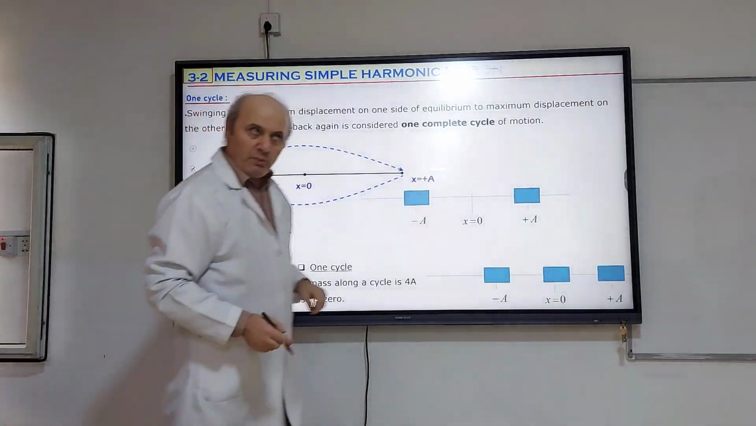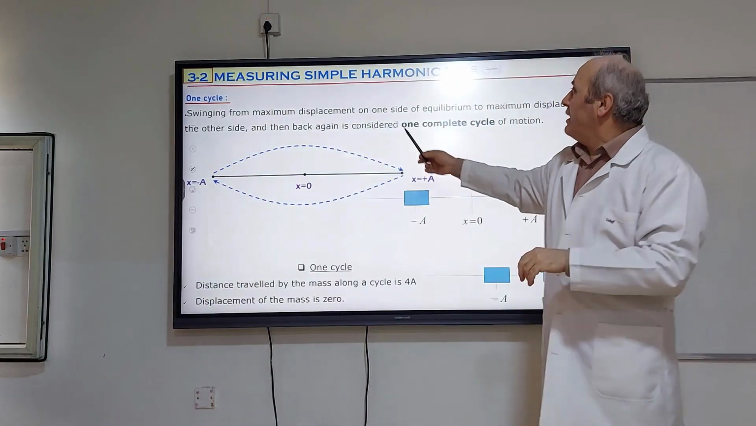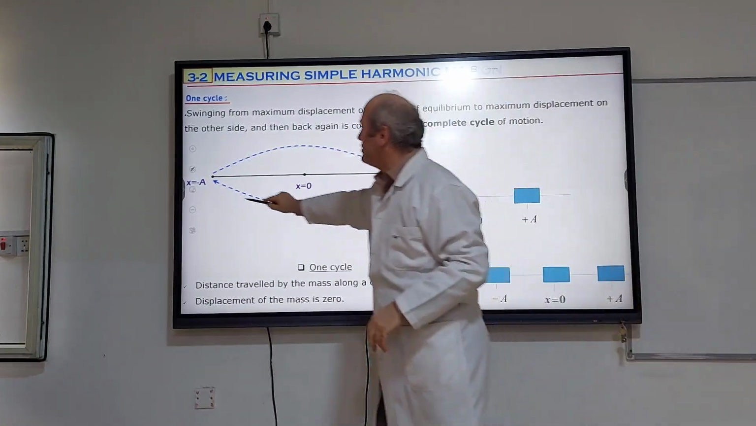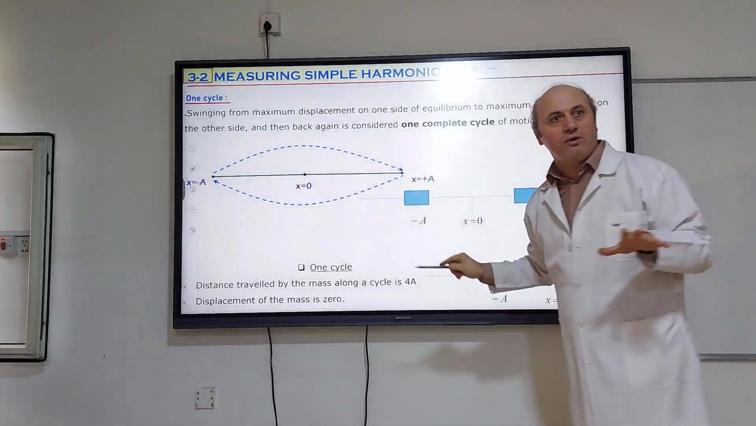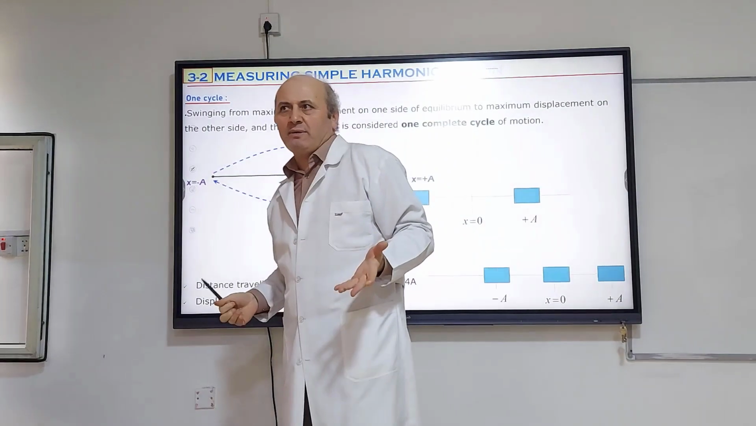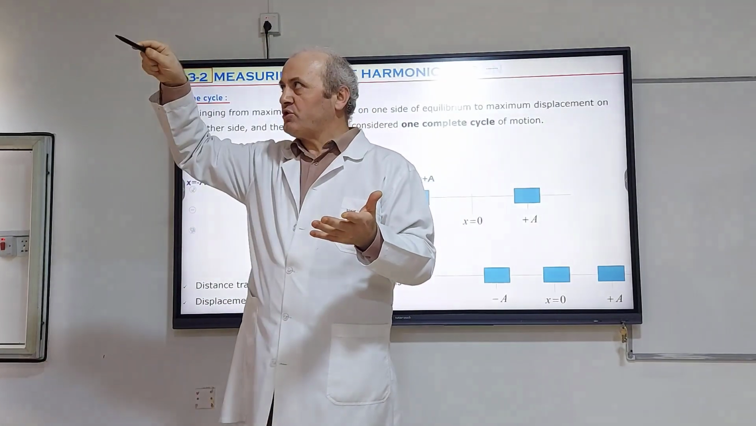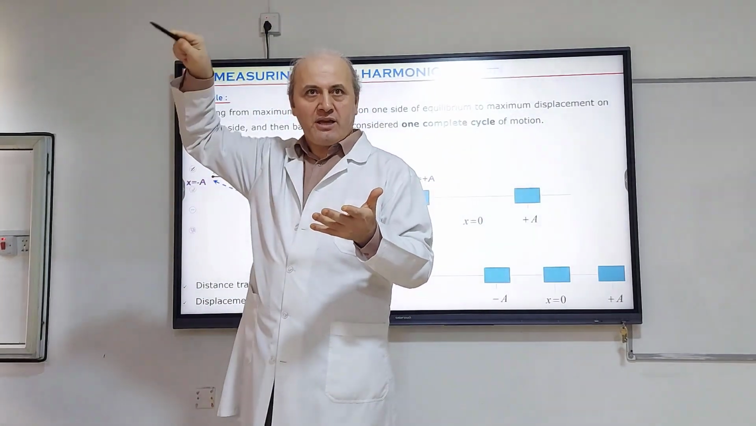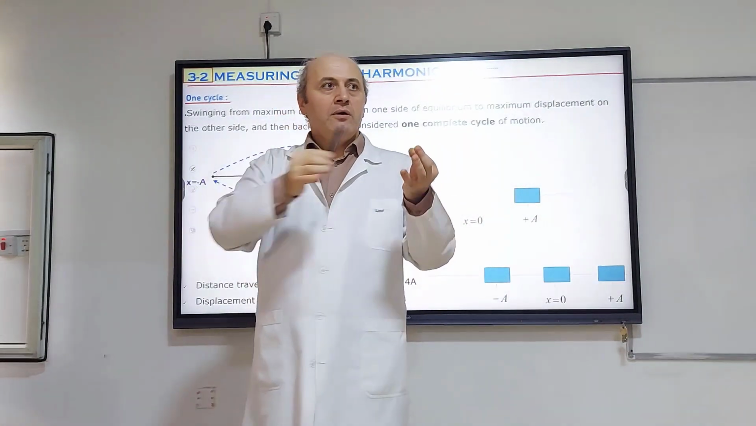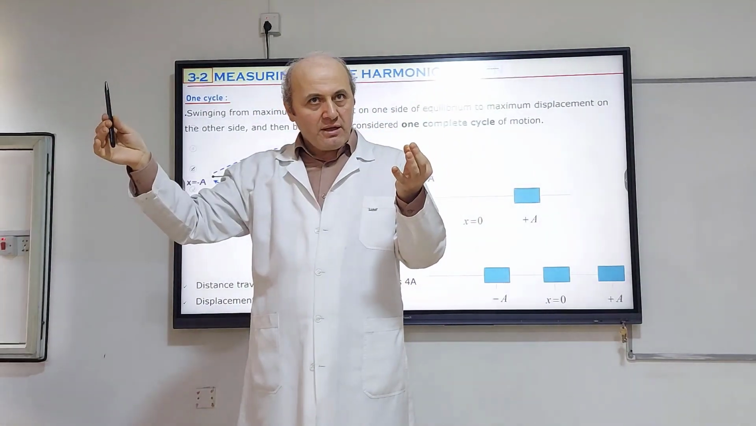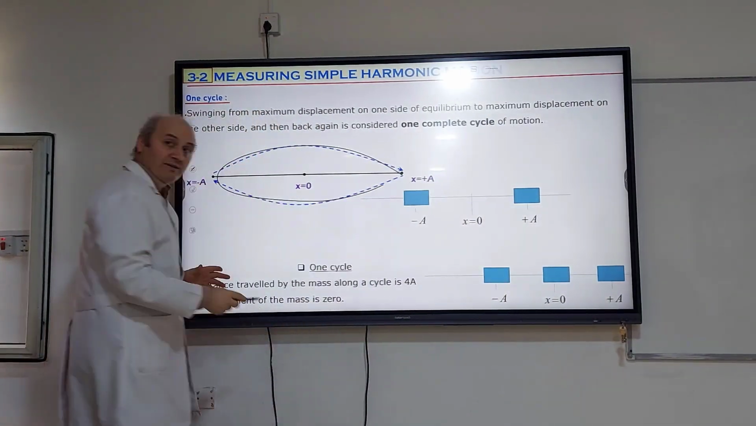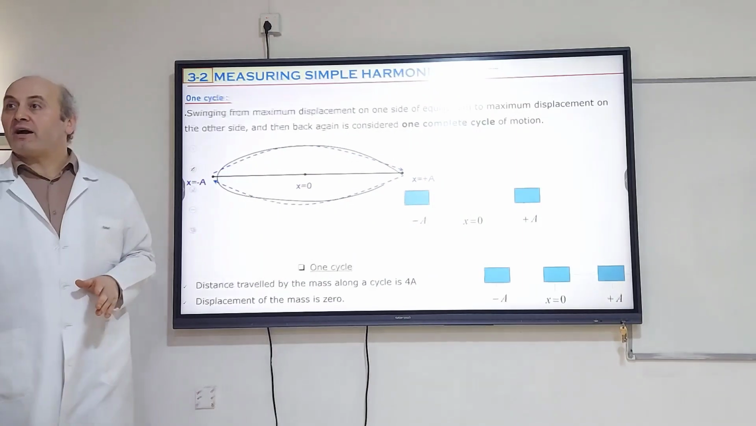Next one is one cycle. What is one cycle? Swinging from maximum displacement on one side to the maximum displacement on the other side and back again. This is called one cycle. Circle and cycle are similar. In a circle, you start from one point, go to the same point, and complete a circle. A cycle: start where you start, and turn back to that position. In one cycle, the object turns back to where it started vibrating.